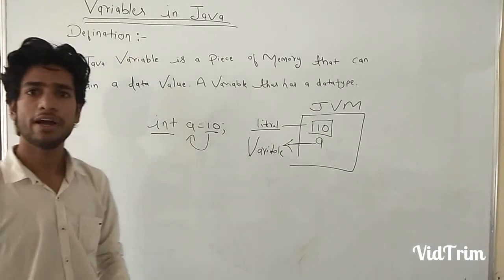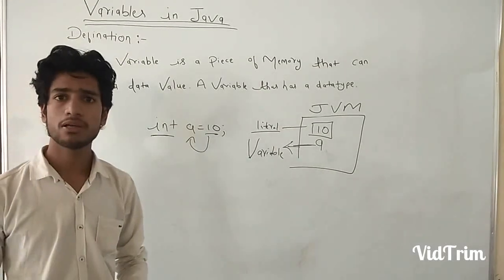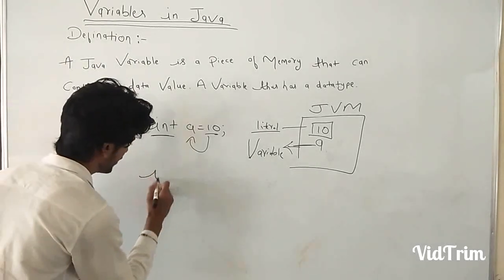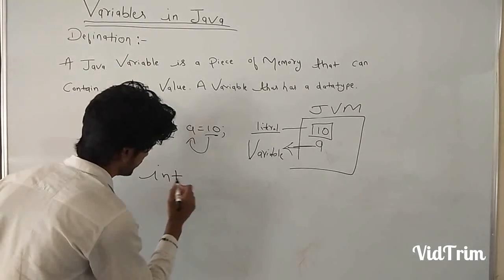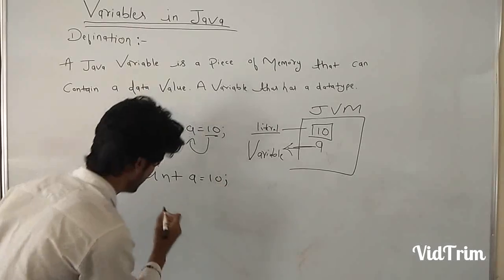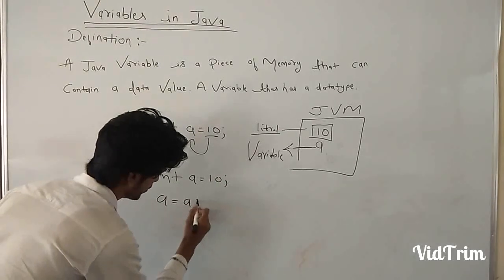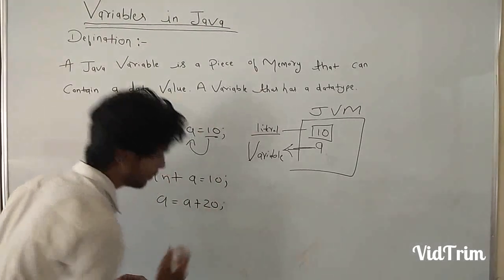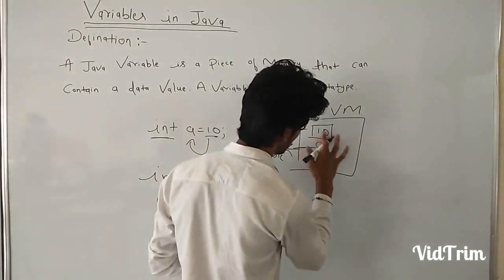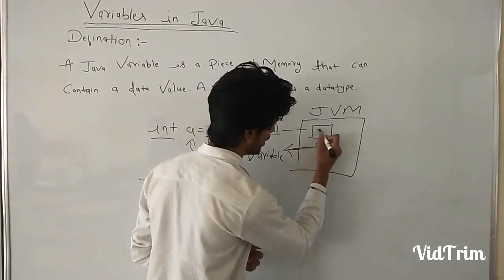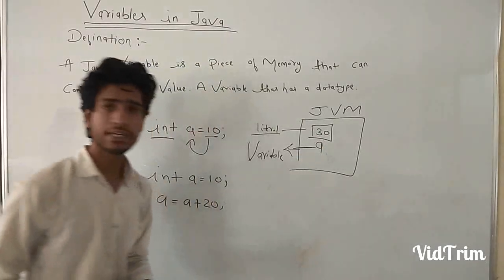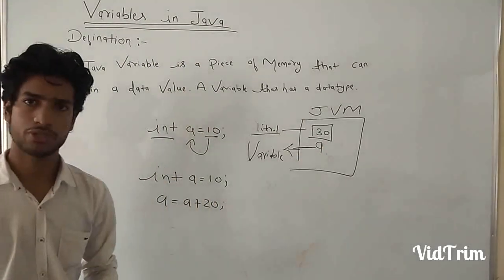Our next point is why it is called variable. It is called variable because the value of a variable can be changed. Let us suppose we write int a equal to 10 and a equal to a plus 20. That means the value of a is increased by 20. So in JVM, this 10 is replaced by 30 because 10 plus 20 equals 30. Hence we can say that the value of a variable can be changed.